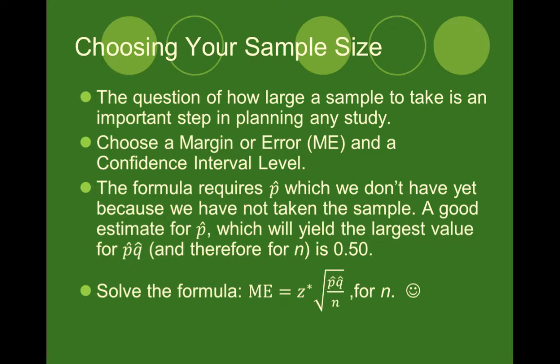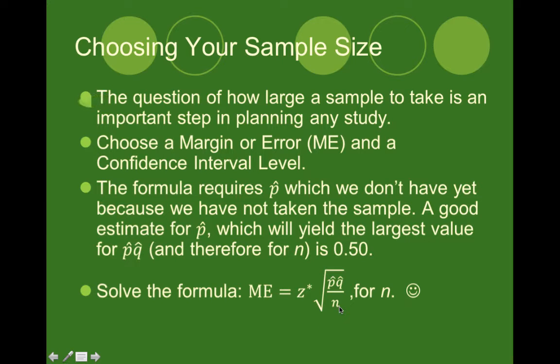So what we do in this particular case is we actually end up using 0.5 for p-hat and then therefore 0.5 for q-hat. The reason why is because 0.5 times 0.5 will give us the largest value for p-hat q-hat, and therefore that'll give us the largest value for n. So we then solve the formula. Margin of error is equal to our critical value times the square root of p-hat q-hat over n, where this is our standard error. And we just end up solving for n in this case. So you'll have to do a little bit of algebra.